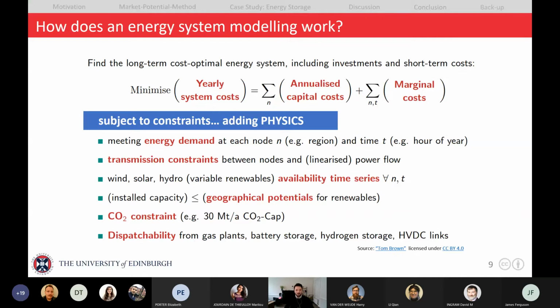So, energy system modeling. What is it? How does it work? Usually these models are minimizing cost. They look at investment costs, summing them up for all the locations, and also the marginal costs, like the operations. And that's subject to constraints. We're basically adding the physics to make it realistic, right? So that demand must match supply, and that wind and solar potentials are not unlimited at one location. I cannot place millions of turbines just in Scotland. It's just not possible. That's how we constrain the models to gain realistic outputs.